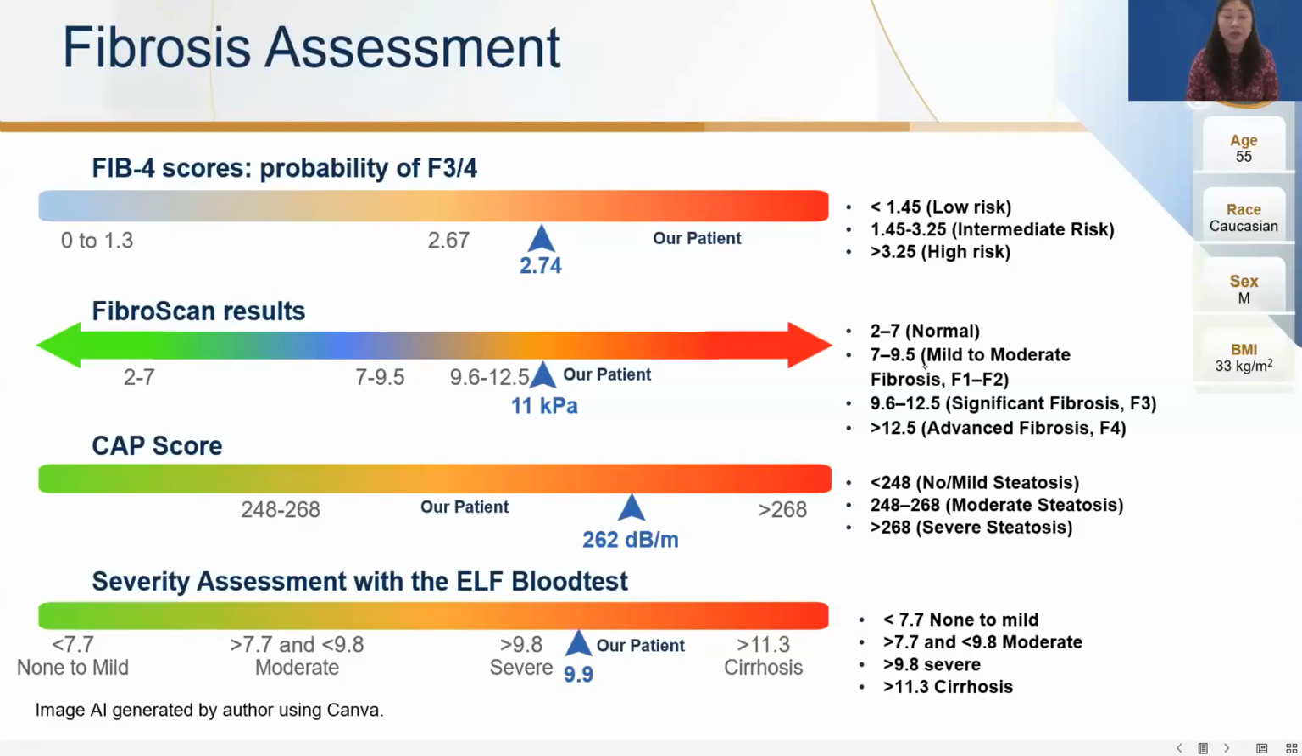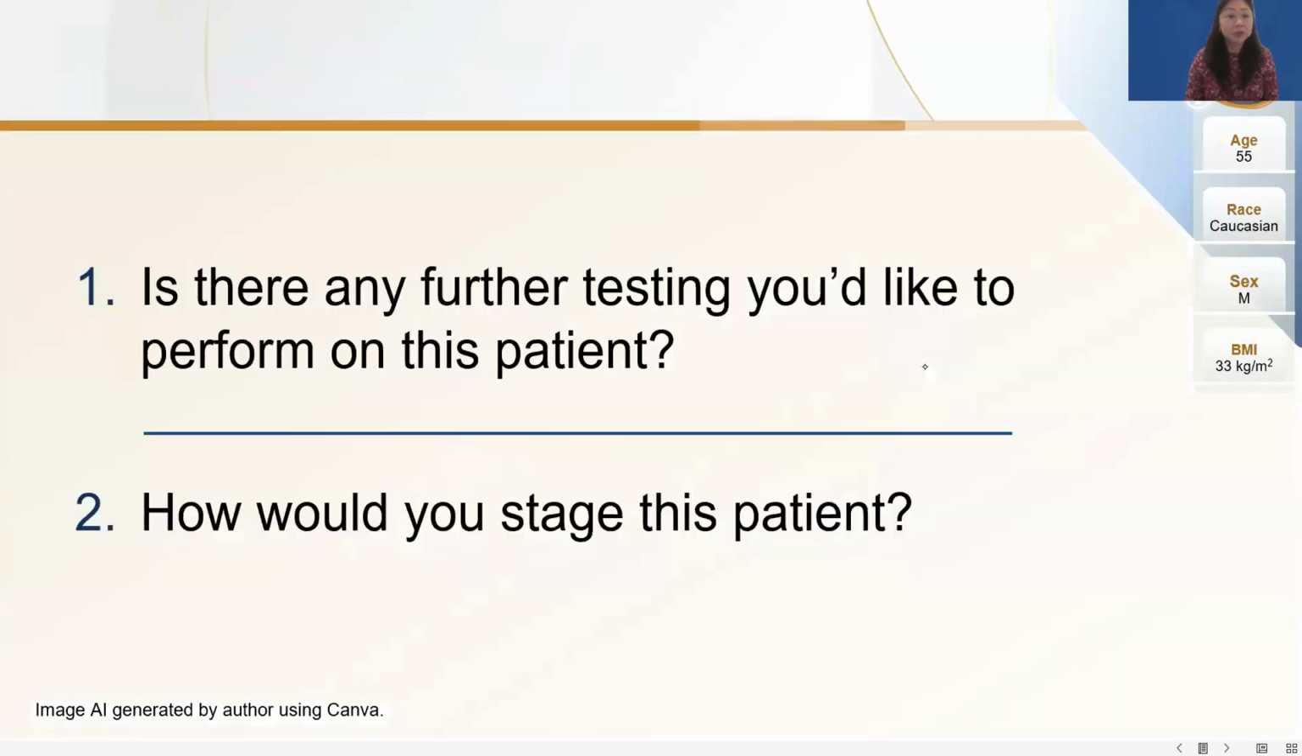His FibroScan test shows 11 kilopascal. So if you look on the right, that's F3 fibrosis. His CAP score is 262, showing moderate steatosis. And his ELF blood test, this is a send-out blood test that you can do with Quest or LabCorp, came back 9.9, putting him in that severe category, F3. So all three of his NITs taken together are pointing to MASH with advanced fibrosis F3.